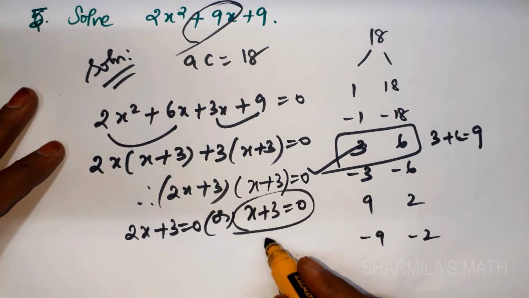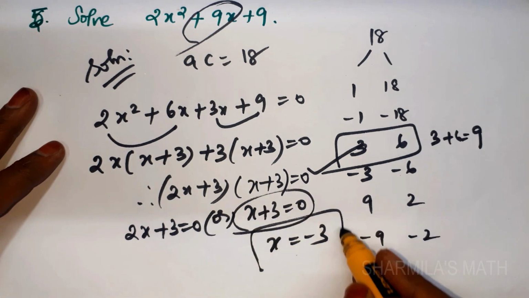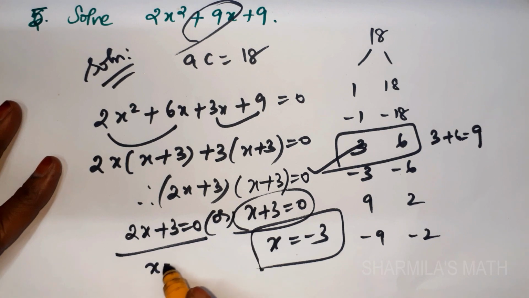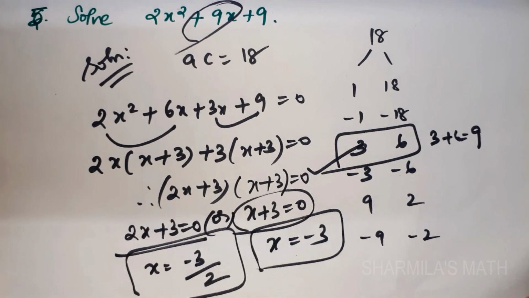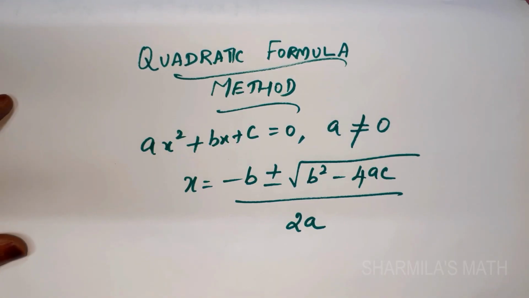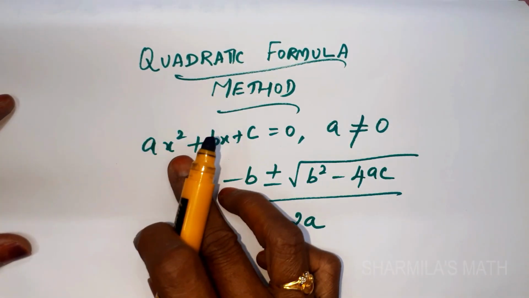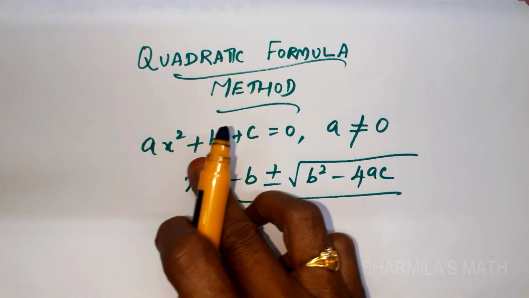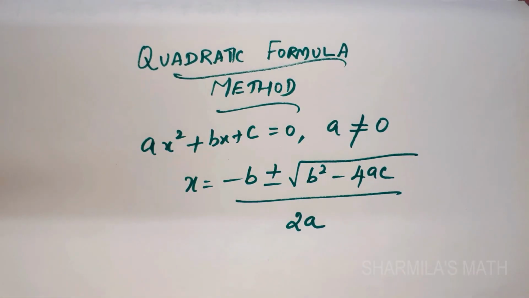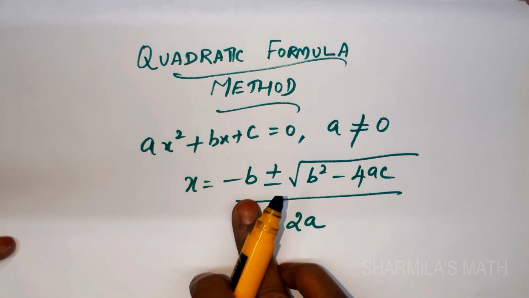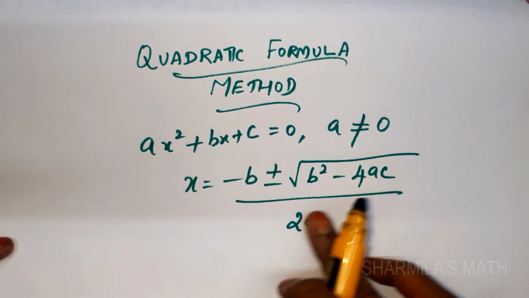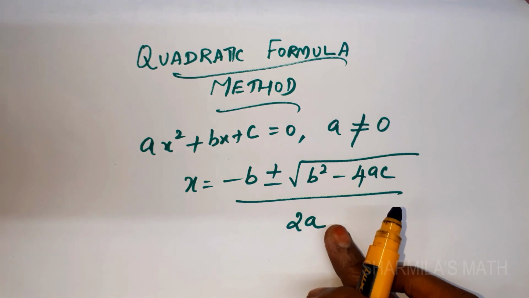x plus 3 equal to 0 means x is equal to minus 3. And this is equal to 0 means x is equal to minus 3 by 2. Is that clear? Now we are going to see the quadratic formula method. If the equation is of the form ax squared plus bx plus c equal to 0, where a is not equal to 0, the formula we have is x is equal to minus b plus or minus root of b squared minus 4ac by 2a.